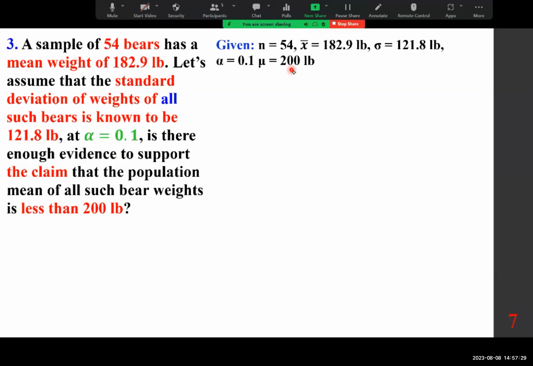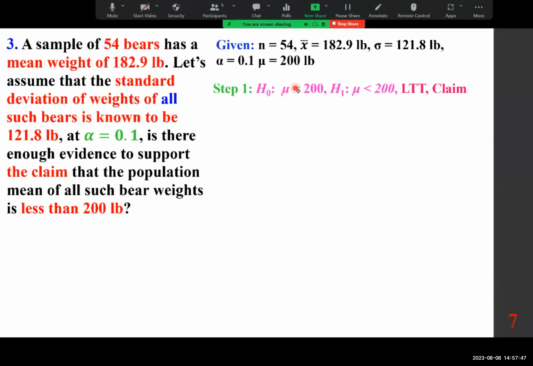Step number 1, you got to write H0. And you're going to write mu equals 200. Again, you will always use population parameters. If you ever use an X bar here, you're wrong. We are not checking a sample, we are checking population. So mu is what? 200.